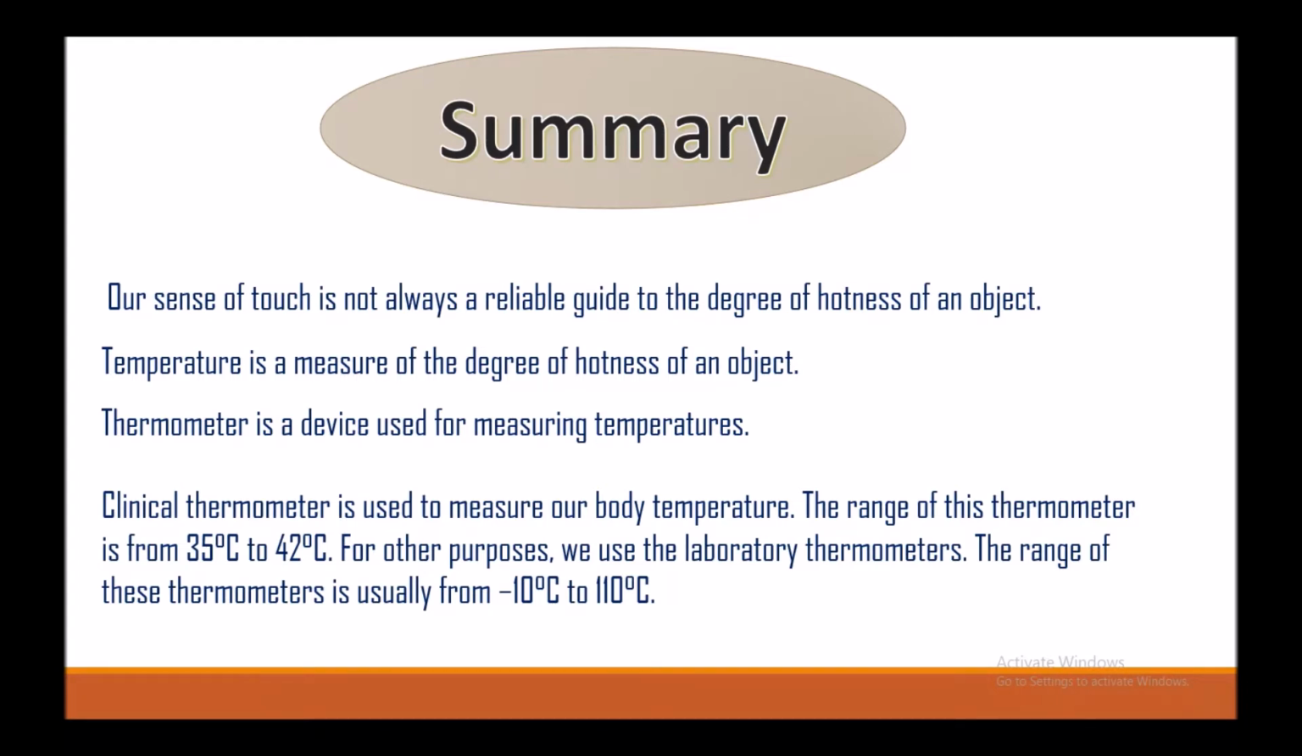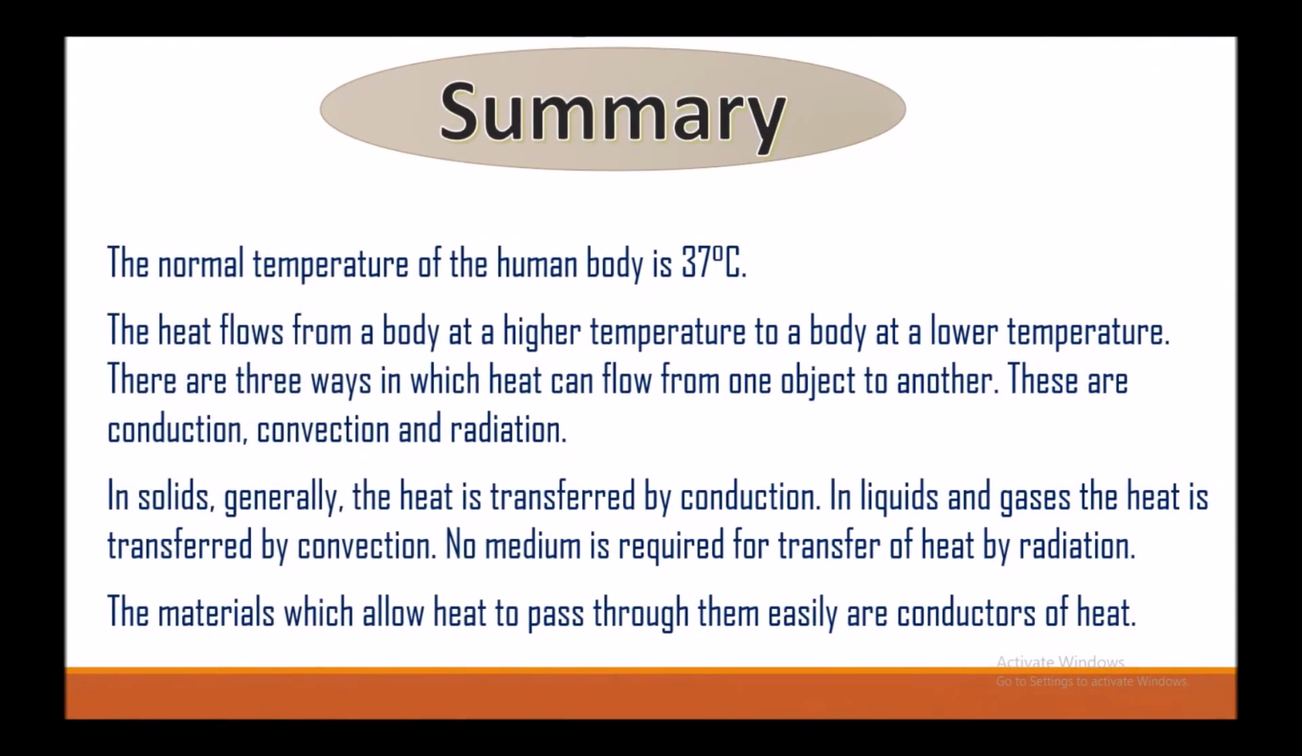The normal temperature of the human body is 37 degrees Celsius. The heat flows from a body at a higher temperature to a body at a lower temperature. There are three ways in which heat can flow from one object to another. These are conduction, convection, and radiation. In solids, generally, the heat is transferred by conduction. In liquids and gases, the heat is transferred by convection. No medium is required for transfer of heat by radiation.